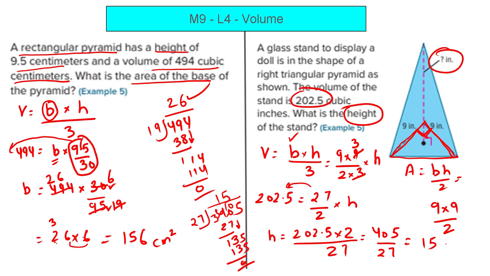Khalas. Yani answer is 15. Okay, 15 what? 15 inches. No square here because we were finding the height. Height is a single dimension. Yani only inch will come. Okay. I hope you understood this much.